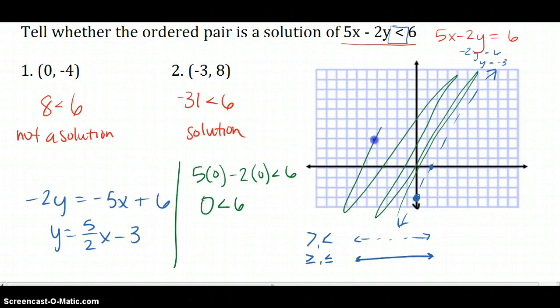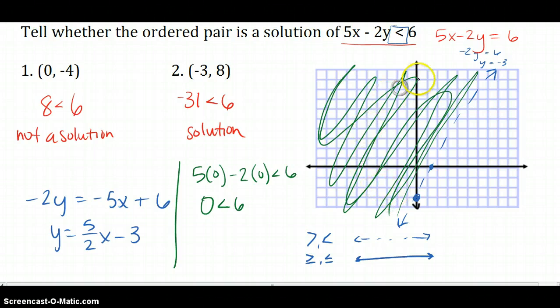So I'm going to shade everything on this side of the graph. So any point on this side of the graph is a solution. I can plug in any of them, just like I did negative 3, 8, which is right over here, and it's a solution. But anything over here, like we plugged in 0, negative 4, which is down here, is not a solution. So you plug in a point, and if it's true, you shade towards that point. I plugged in 0, 0 right here. It was true, so I shaded over on that side.